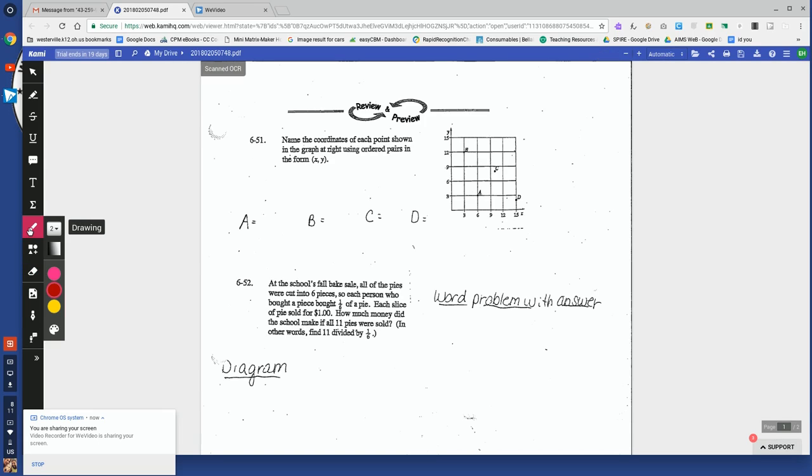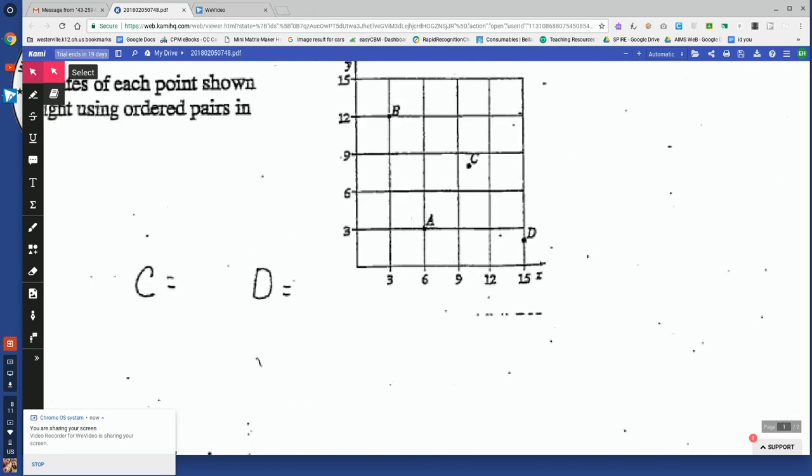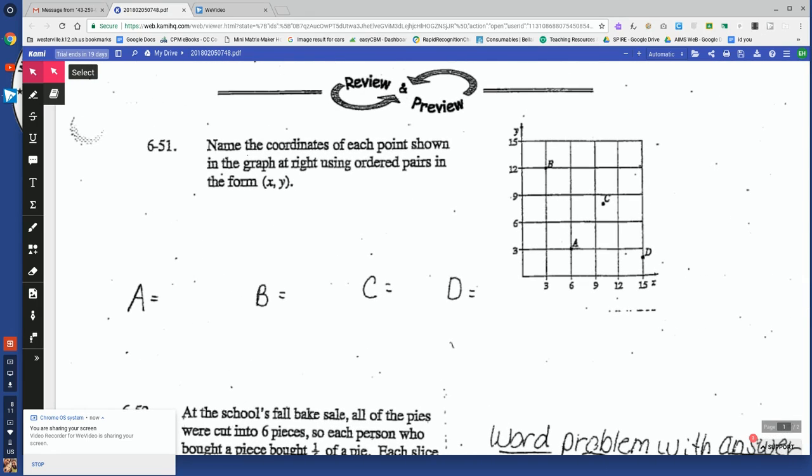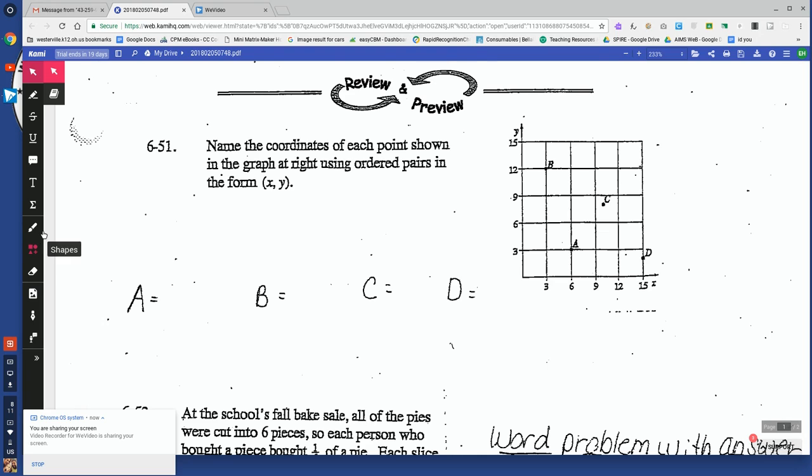All right, tonight's homework on review preview 651 through problem 655. Pretty simple right here. We just got to name the coordinates on the graph. I'm going to zoom in here, see a little better. We have A. Again, we got x over y, so we have to go from right on this coordinate graph first and then up.